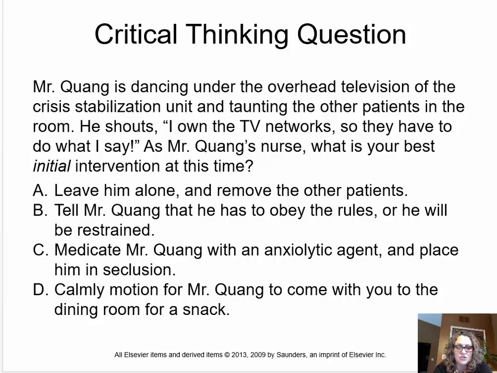D, distraction is the best initial intervention. Accompanying the patient to a place away from the other patients is appropriate. Now, he may not agree to go with you, but that should be our first intervention. So the initial intervention, what are we going to do first, is attempt to distract him.